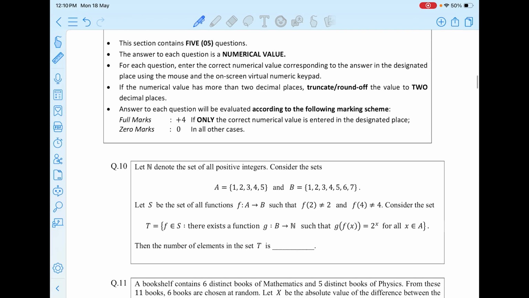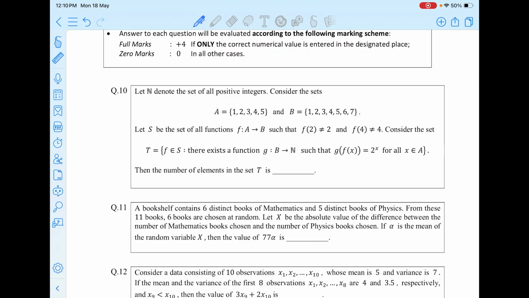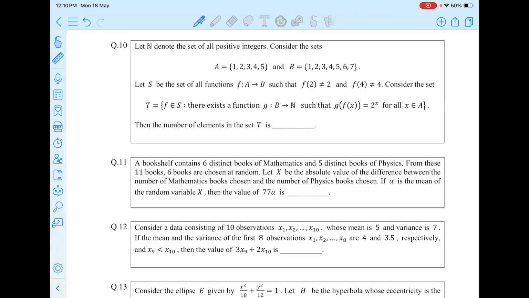Okay, then the next 5 questions are numerical value. So see, N denotes the set of all positive integers. Consider the set A = {1, 2, 3, 4, 5}, B = {1, 2, 3, 4, 5, 6, 7}. Let S be the set of all functions such that f of 2 is not equal to 2, f of 4 is not equal to 4. F belongs to this set of functions. There exists a function g such that g of f of x is equal to 2 power x.